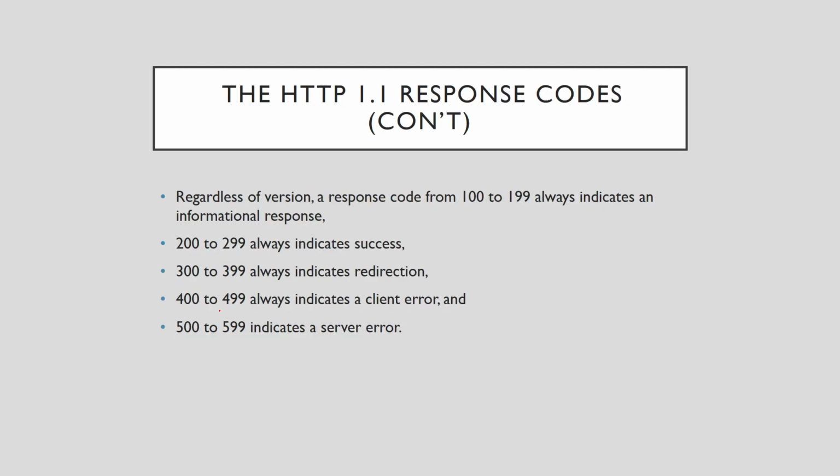Now, this is regardless of version. A response code from 100 to 199 always indicates an informational response. The code 200 to 299 always indicates success. 300 to 399 always indicates redirection. 400 to 499 always indicates a client error. And 500 to 599 indicates a server error.